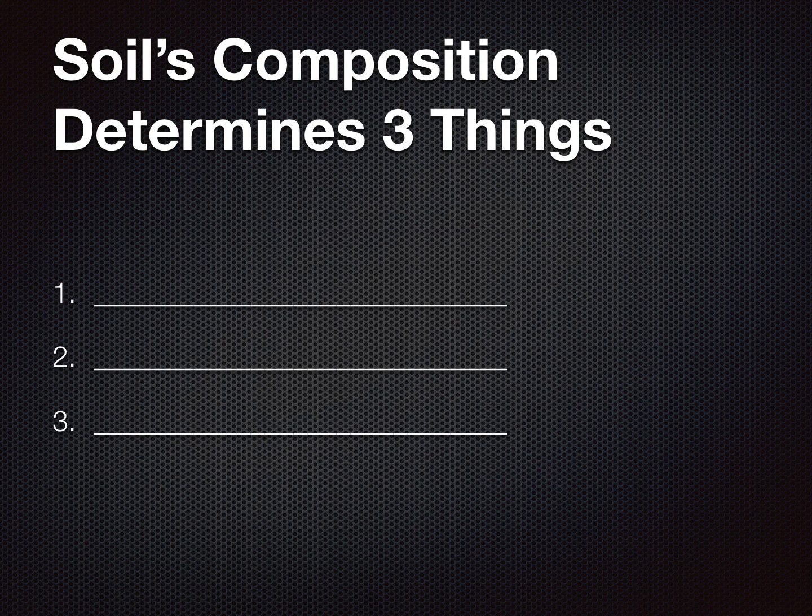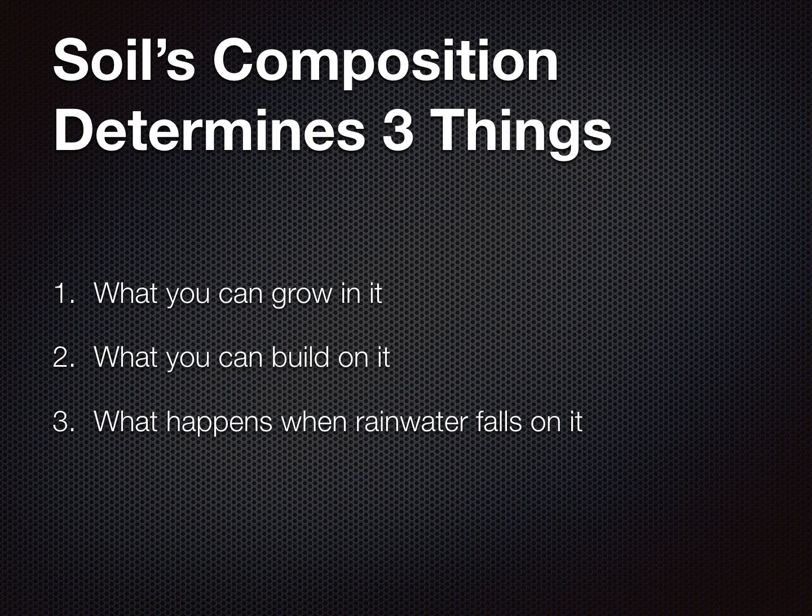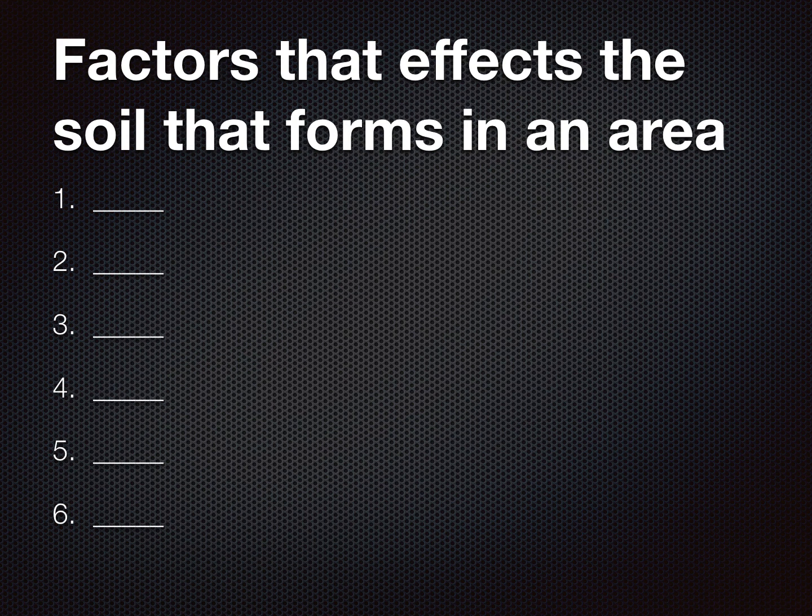Now, soil's composition determines 3 things. Remember, composition is what soil's made of, so it depends on how the soil's made. It will depend on what 3 things you can do there. And those 3 things are what you can grow in it, what you can build on it, and what happens when rainwater falls on it. All around the world, there are these different things where you can build and grow in different places. Like in North Carolina, we can grow tobacco, which is a major crop, but you can't grow tobacco in Alaska because their soil is different.